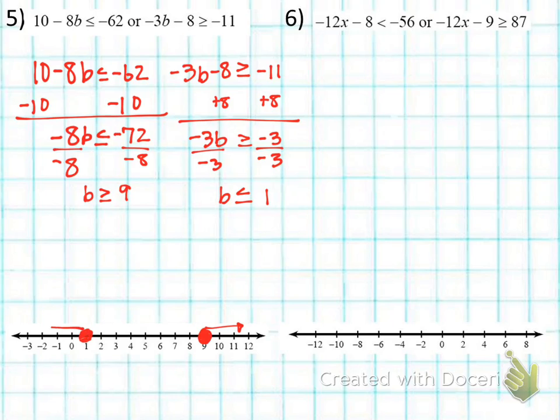Are they crossing over each other? No. So on this answer, since they're not crossing over each other, it's not in a union, so you have to put that the answer is b is greater than or equal to 9, or you put the word or in the middle, or b is less than or equal to 1. Okay?